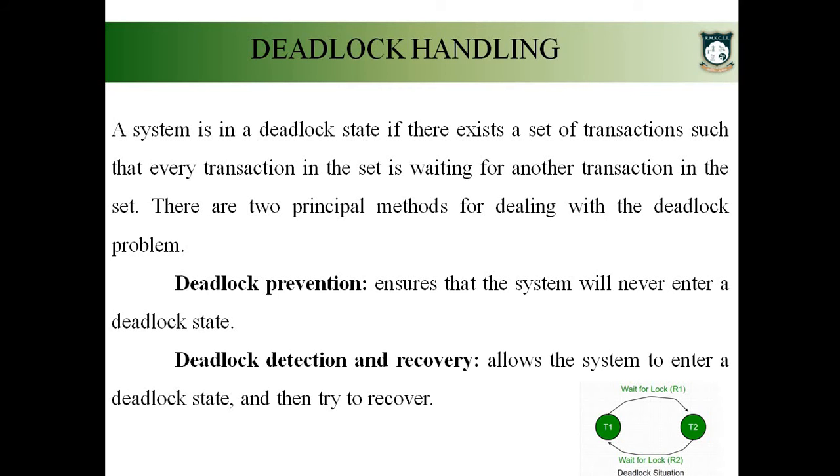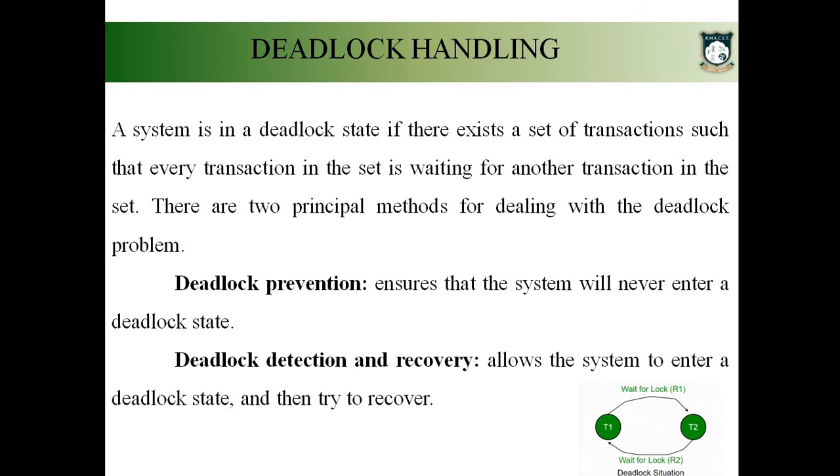So T1 is waiting for T2 to unlock. Similarly, T2 is waiting for T1 to unlock a data item. So now what happens? There exists a circular wait. This circular wait is what we are calling deadlock. Whenever a system enters a deadlock, the system will be in a halt state. No transaction will be proceeding further. So we should always ensure that our system doesn't enter the deadlock state.